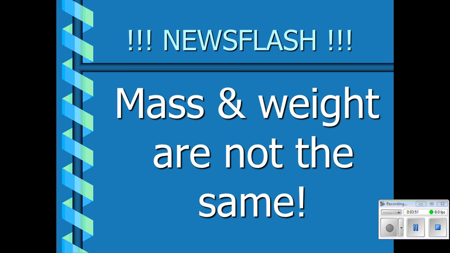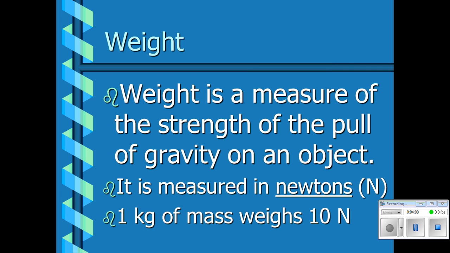And the news flash here is that mass and weight are not the same. We just talked about what mass is. Now we're going to talk about the difference between mass and weight. Weight is the measure of the strength of the pull of gravity on an object. It's measured in newtons. The abbreviation is N. 1 kilogram of mass weight equals 10 newtons.